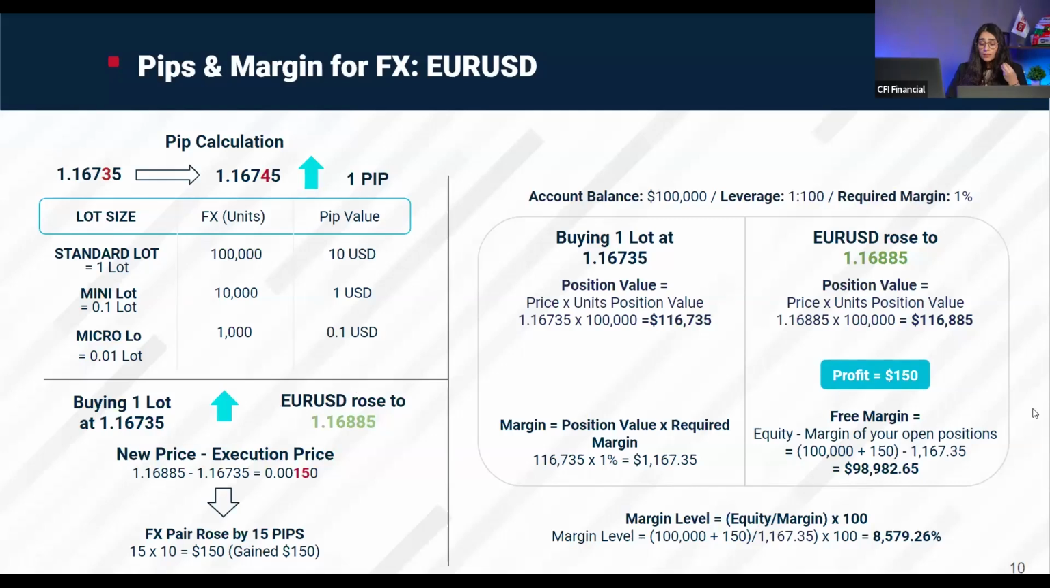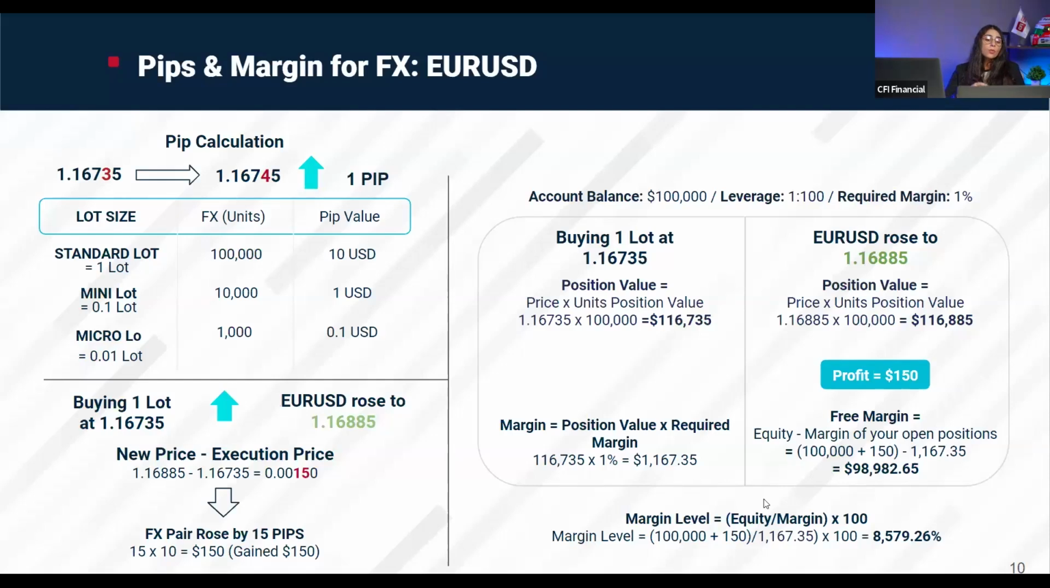Now, how can I know the amount of funds my trading account has available to open further trades? How do I calculate that? Using something called the free margin. To calculate the free margin, I take my equity. To find my equity, it's my balance, the 100,000, plus or minus depending on whether I profit or lose. In our case, we profited 150. So I take the 100,000, add 150 to it, and subtract the margin of my open position.